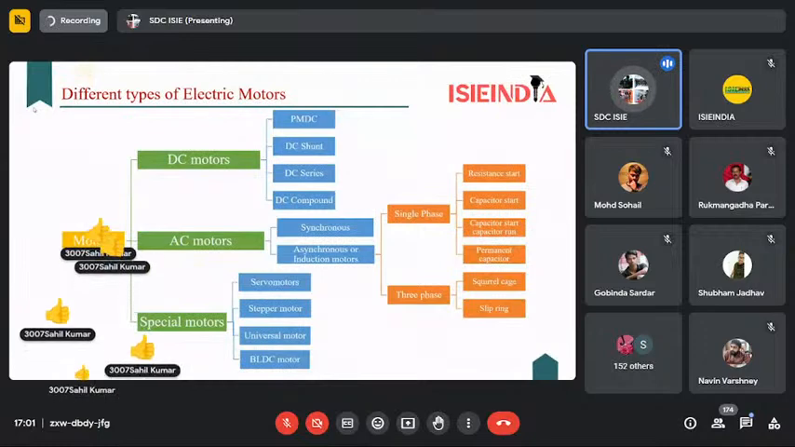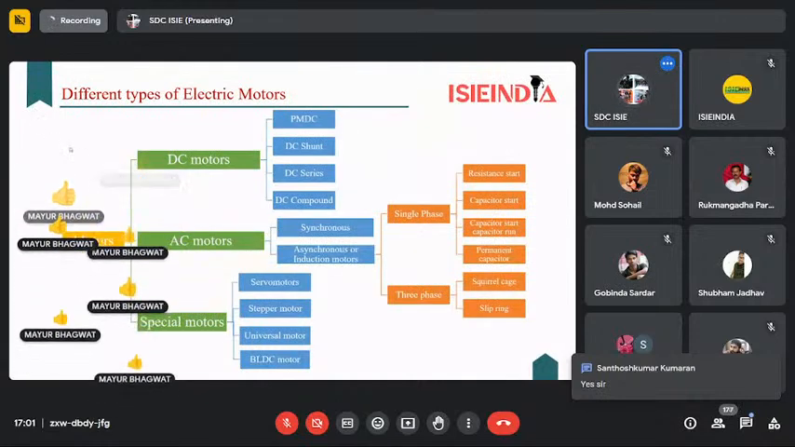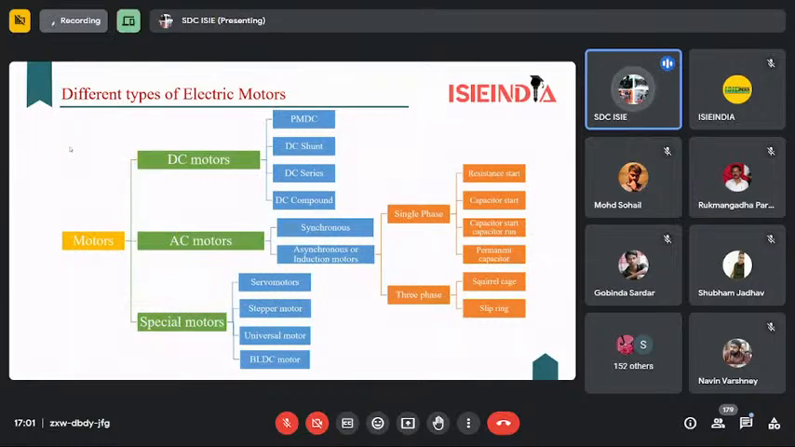Here we have classified the motor according to power supply. The motors which run on DC power supply we call DC motors, like the DC shunt motor, DC series motor, and compound motor, which are used where high initial torque is needed. The motors which run on AC power supply we call AC motors, like the asynchronous motor or synchronous motor. A synchronous motor runs at a fixed speed, whereas an induction motor works on the basis of the induction principle.